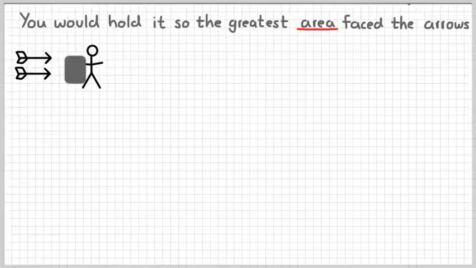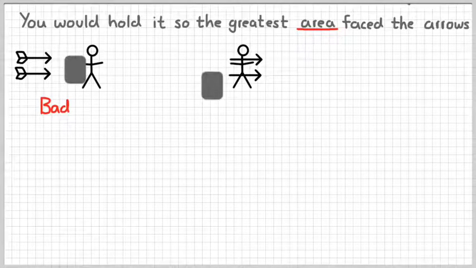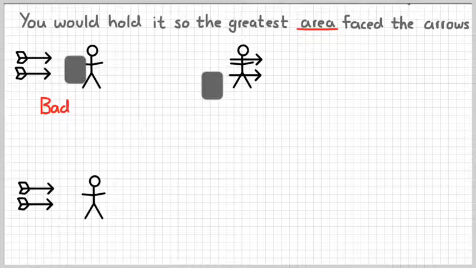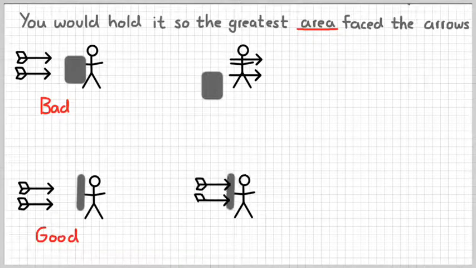Here's them holding their shield like it's in the plane of the page, and that's bad because there's no area to intersect those arrows. So that guy's getting hit by a bunch of arrows. What would be better is if you turned your shield so that the big broad area of it faced the arrows. That's good. And so if you did that, then the arrows would stick in the shield and you would live to see the next barrage of arrows.